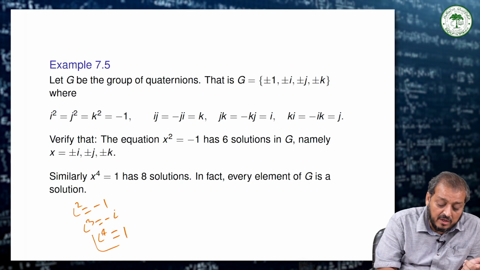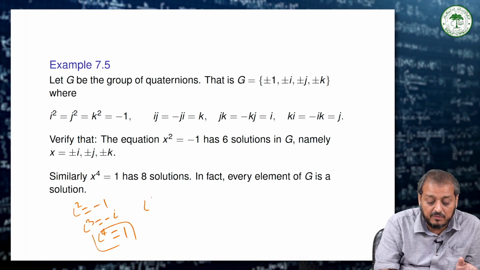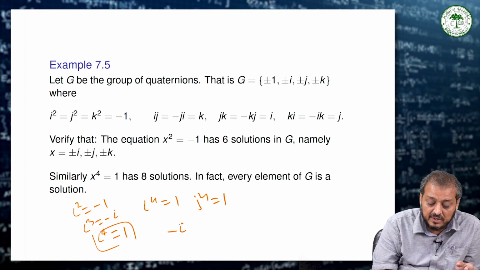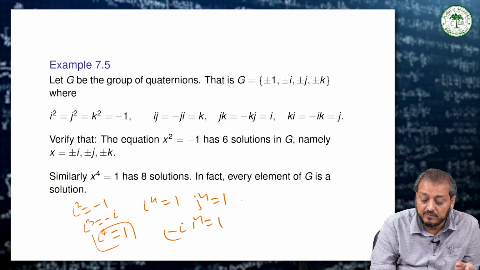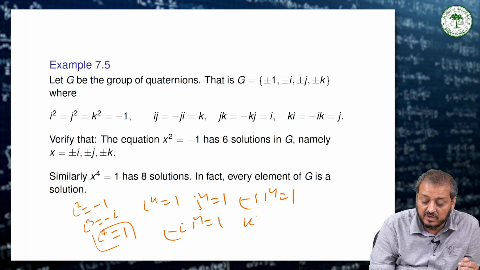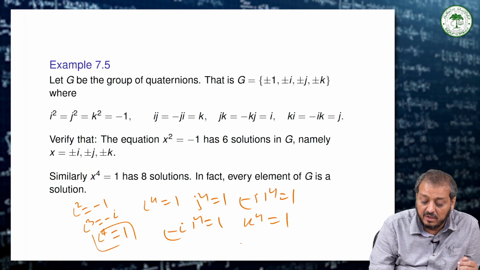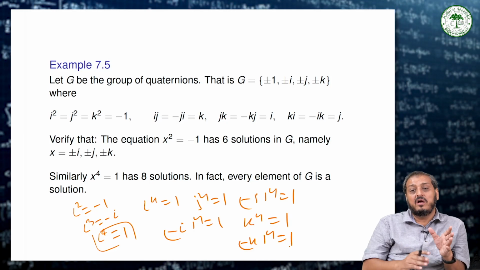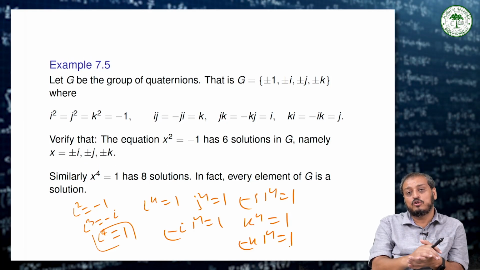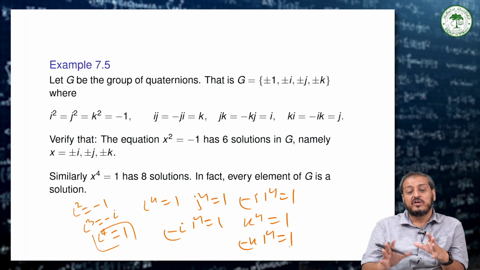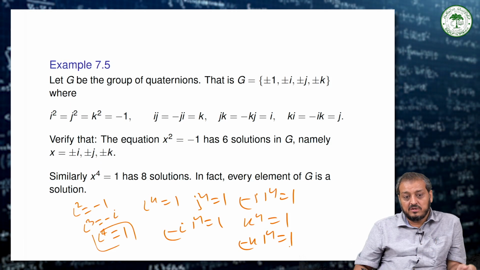i to the power 4 is equal to 1. Similarly, i to the power 4 is 1, j to the power 4 is 1, minus i to the power 4 is 1, minus j to the power 4 is 1, and similarly k to the power 4 is the identity, minus k to the power 4 is the identity. So if the equation is x to the power 4 equals 1, then in this quaternion group we have a total of 8 solutions.